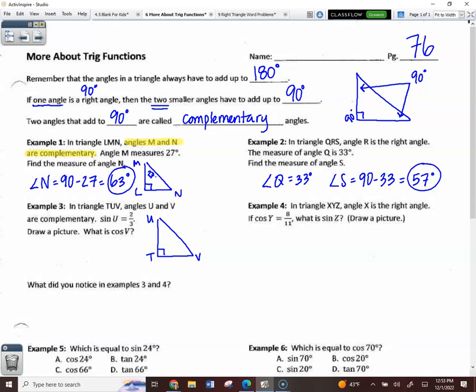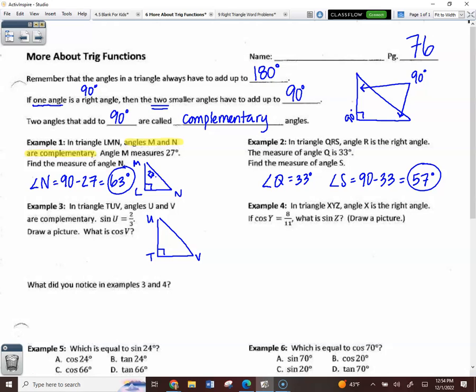They tell us that sine of U is 2/3. What's the formula for sine? Opposite over hypotenuse. Okay, if they're giving you the trig ratio as a fraction, then they're giving you two sides of the triangle. So you have to label it.